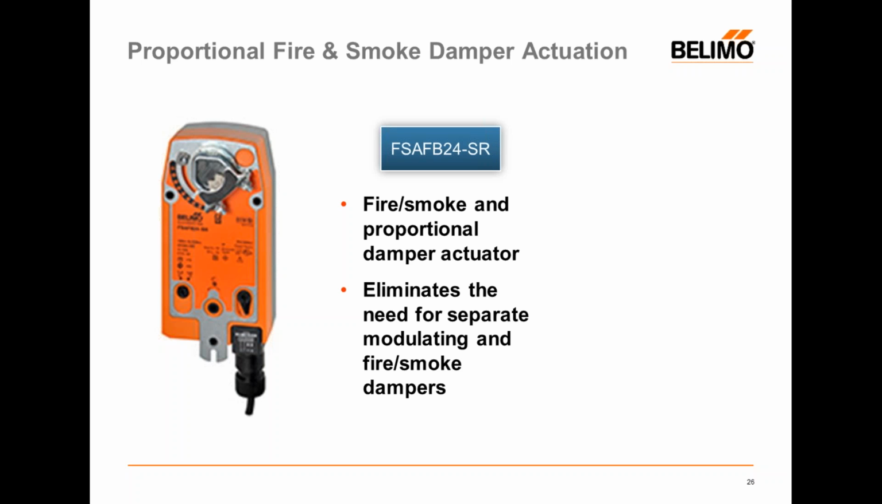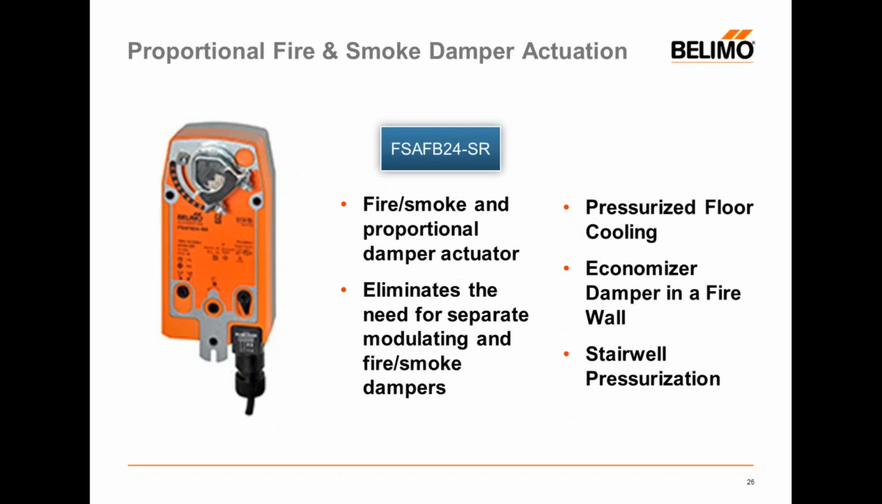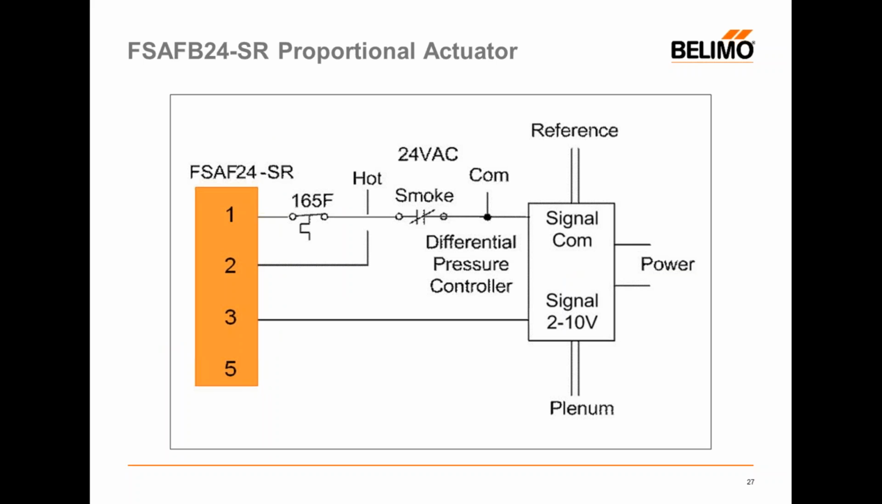Belimo has also developed a proportional fire smoke damper actuator, so this will allow you to have one damper assembly that can be used for modulation or balancing as well as fire smoke conditions. You may see these in pressurized floor cooling, if you have an economizer damper in a firewall, or again in that engineered smoke control application, stairwell pressurization I referenced a few slides earlier.